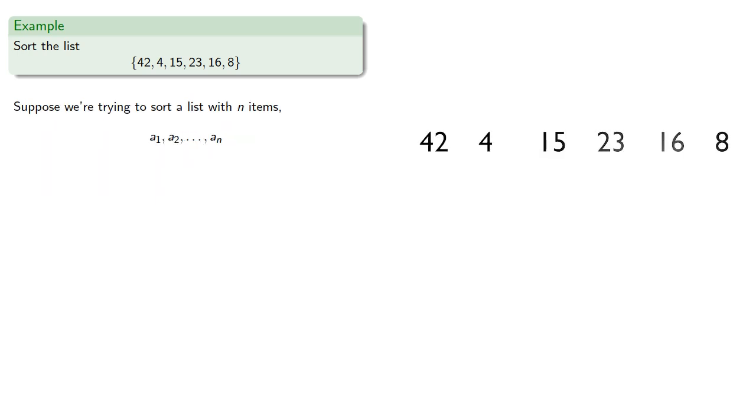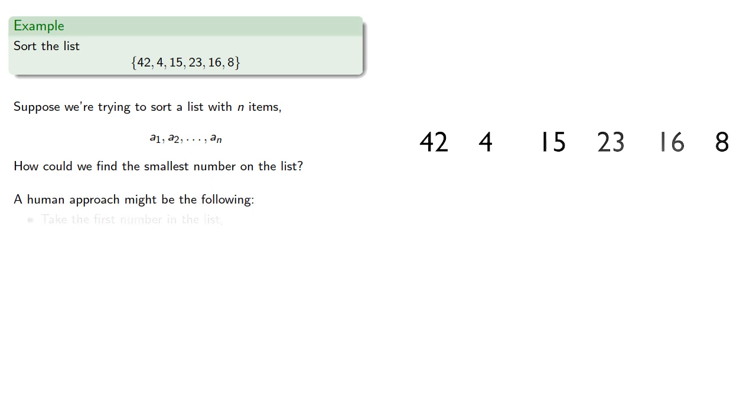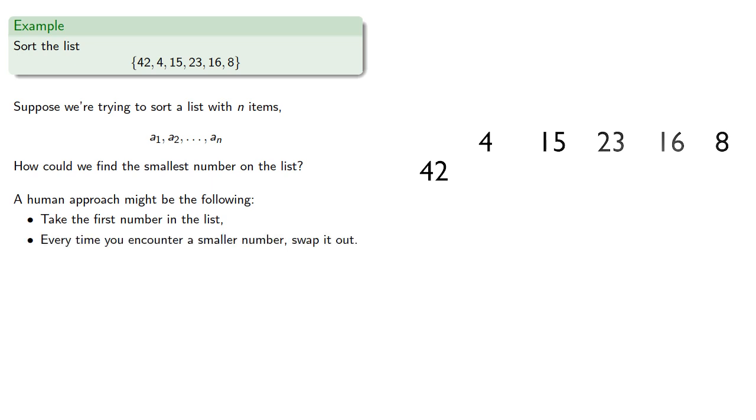So suppose we're trying to sort a list with n items, a1 through an. How could we find the smallest number on the list? A human approach might be the following. Take the first number on the list, then every time you encounter a smaller number, swap it out, and lather, rinse, repeat.